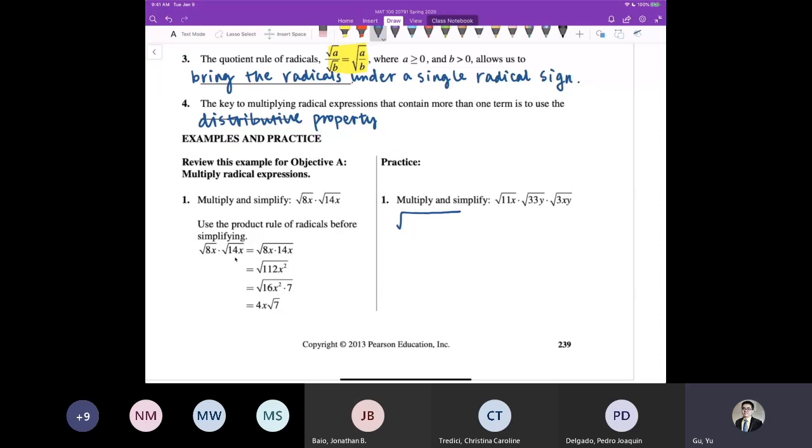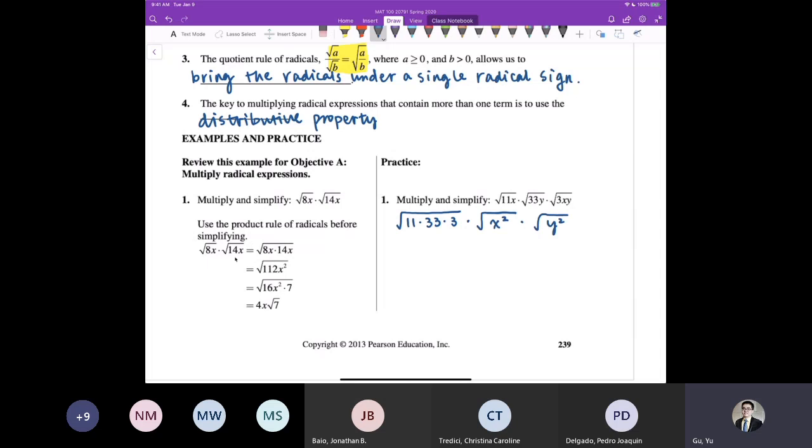So first, put the numerical parts together. We have radical 11, we have radical 33, and we have radical 3. So put them together. And then we have variable x, so I put them together. We have 2x, so that's x squared. And finally, we have variable y, so that's y squared.